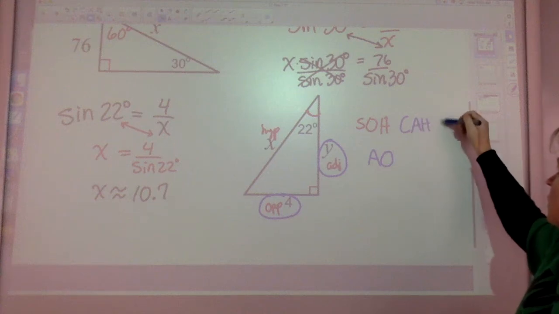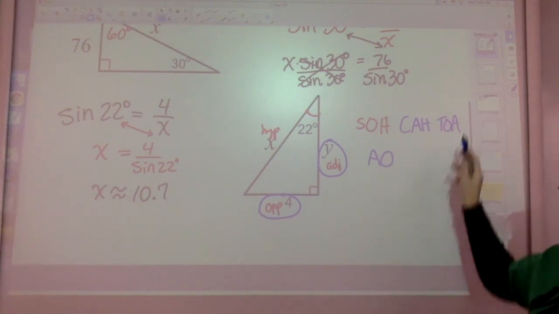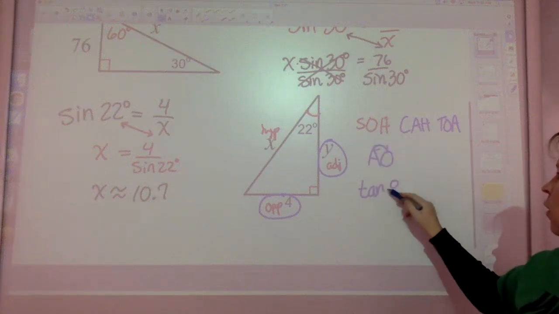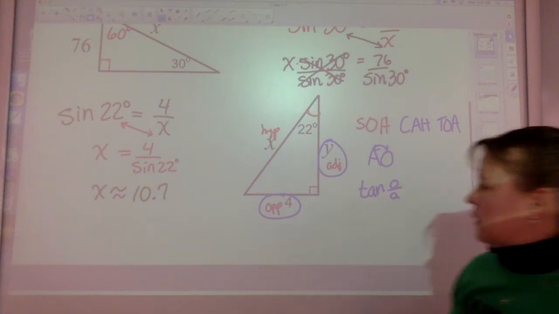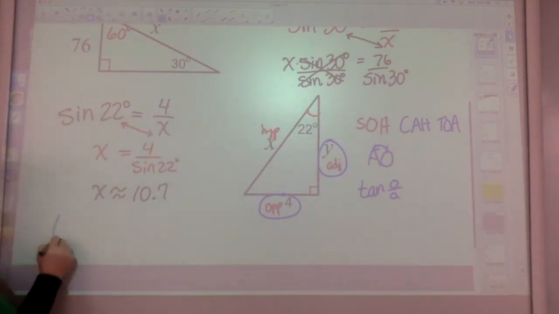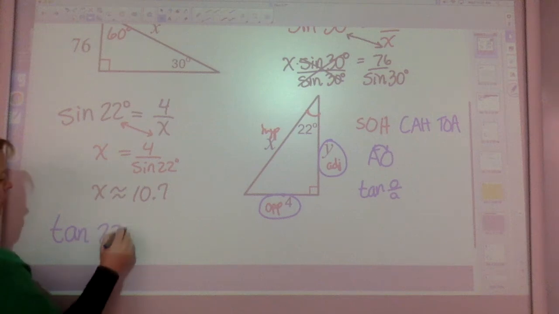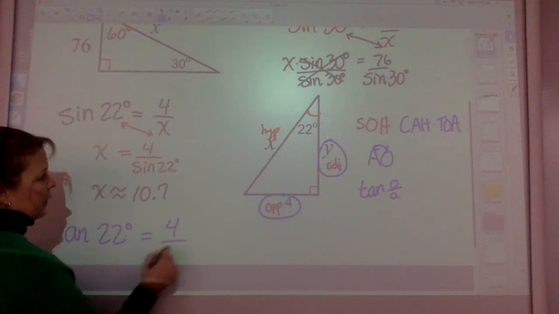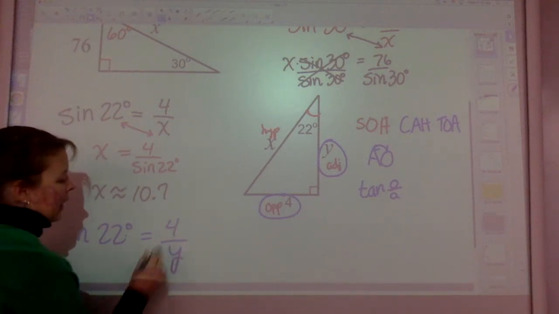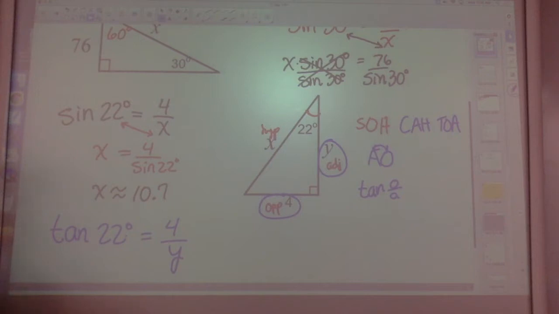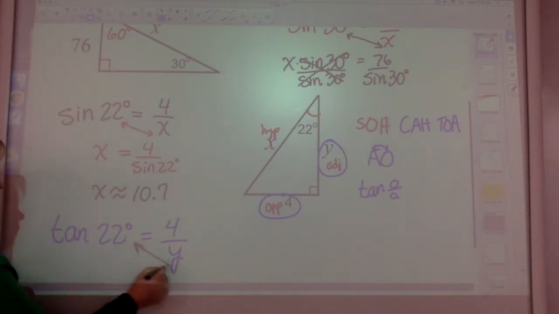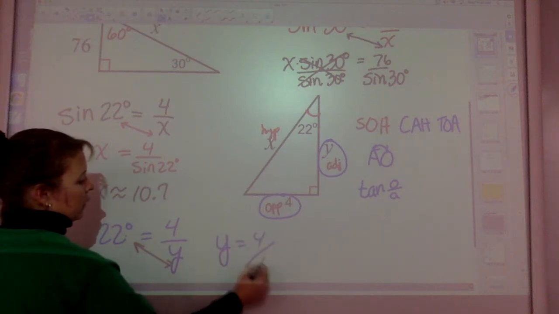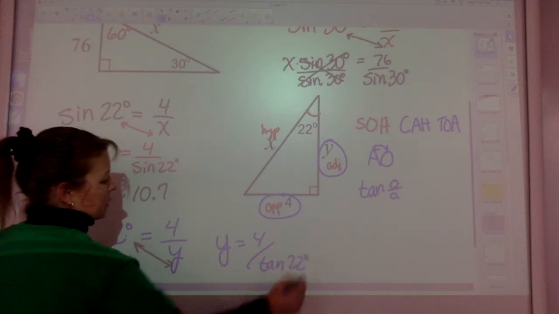Well, if you look at how to spell SOHCAHTOA, we have opposite and adjacent, which means we're going to use tangent. Opposite over adjacent. So come back over here and do the math. What is the tangent of 22 degrees? When you know the opposite side is 4 and the adjacent side is y. Opposite over adjacent. Again, the y is in the denominator, so we're going to switch places and go with y equals 4 divided by the tangent of 22 degrees.